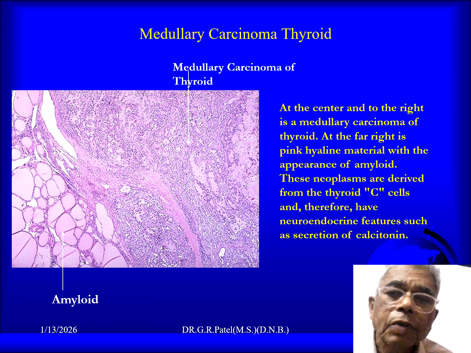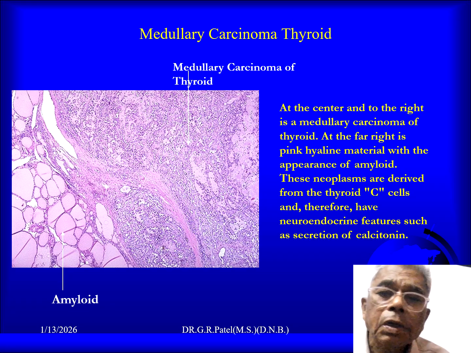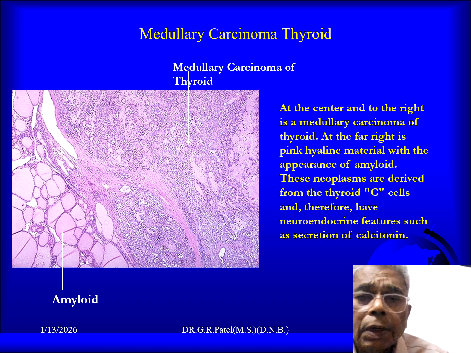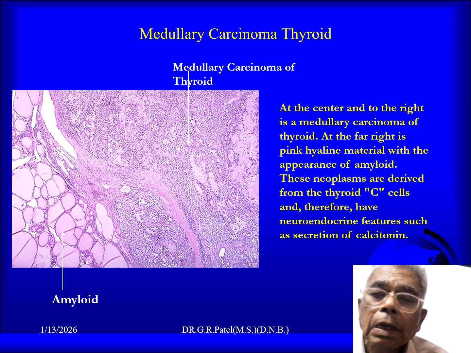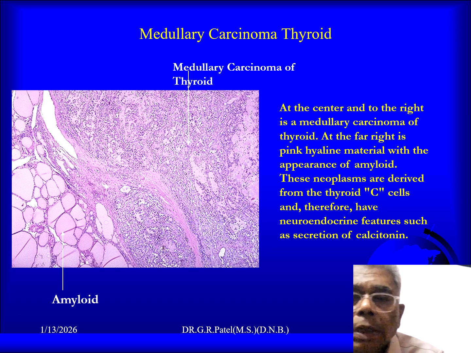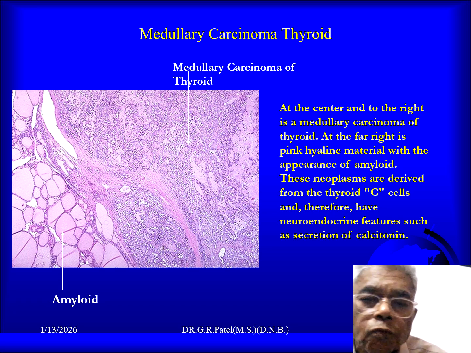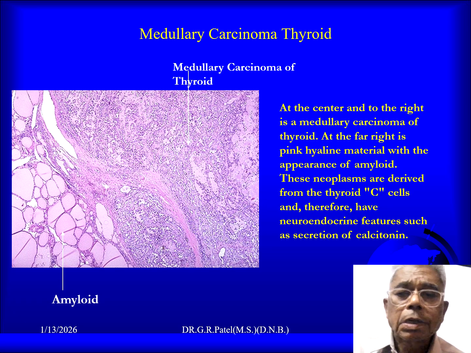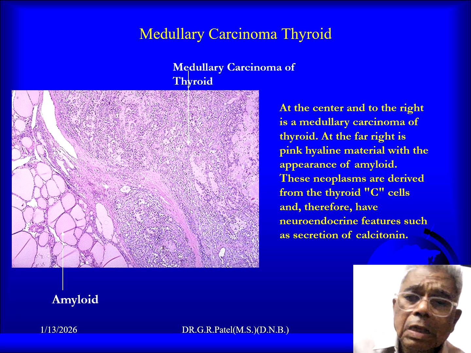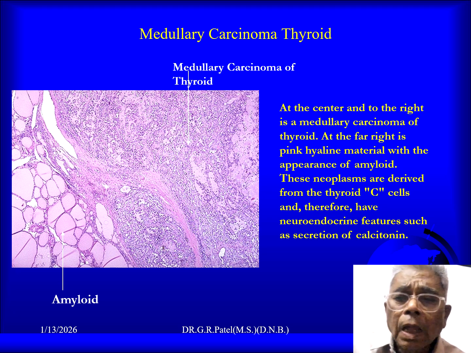Medullary carcinoma of thyroid. At the center of the right is medullary carcinoma of thyroid. The far right is pink hyaline material with the appearance of amyloid. These neoplasms are derived from the thyroid C cells and therefore have neuroendocrine features, such as secretion of calcitonin.